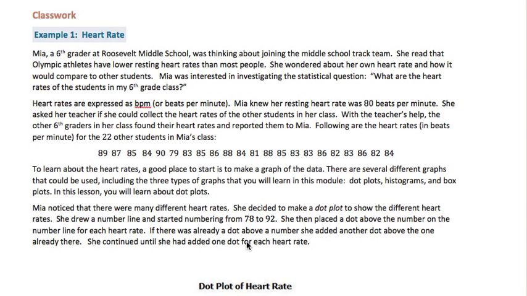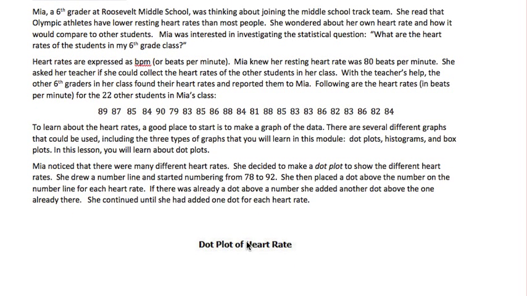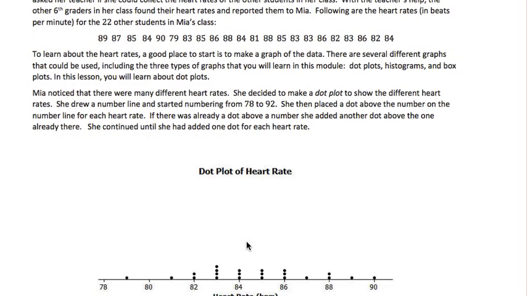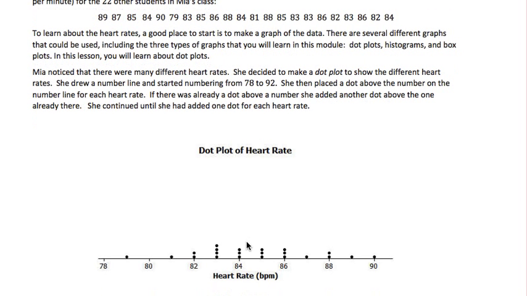If there was already a dot above a number, she added another dot above the one already there. She continued until she had added 1 dot for each heart rate. And here is Mia's dot plot. Notice she didn't put every number as a marking on the number line. She counted by 2s. So 79 was halfway between 78 and 80.